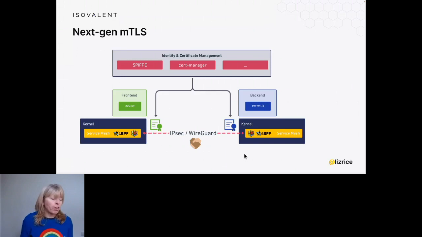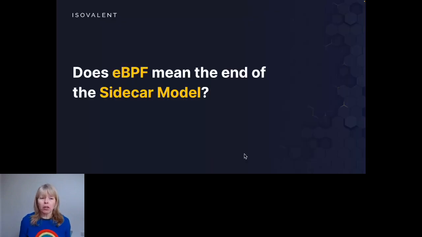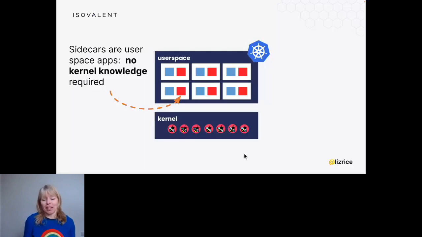So is eBPF going to mean the end of the sidecar model? There's this fantastic cartoon that Nathan LeClaire did a few years ago. I think it's wonderful. My other sidecar is a kernel. And while I think it is likely to be a better approach in many cases, there are a couple of reasons why you might still use sidecars.